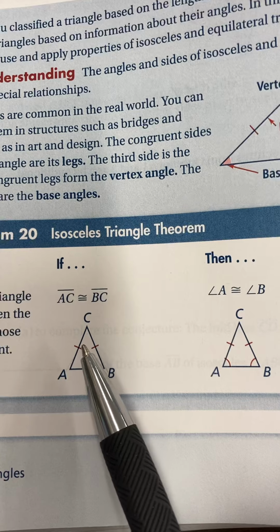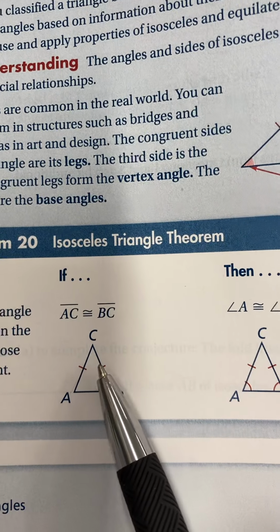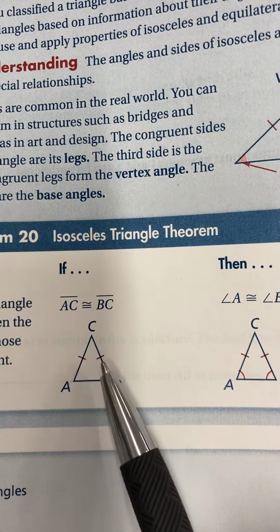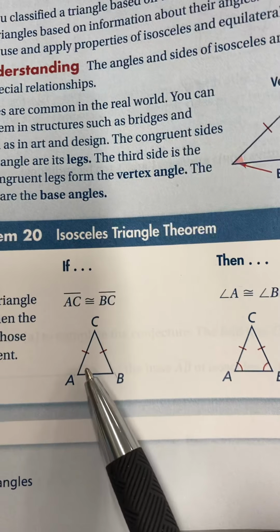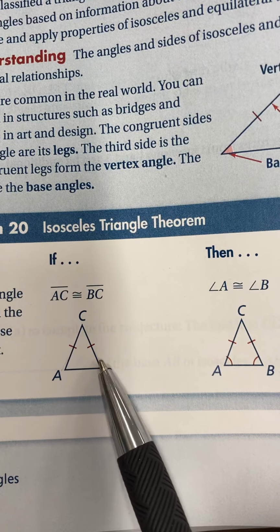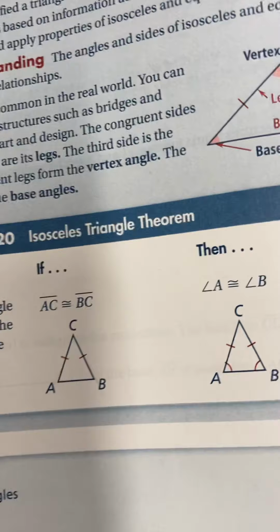If you were given information in a proof that side AC is congruent to side CB, or simply that it's an isosceles triangle, then the next step in your proof would be to say angle A is congruent to angle B because it's the isosceles triangle.